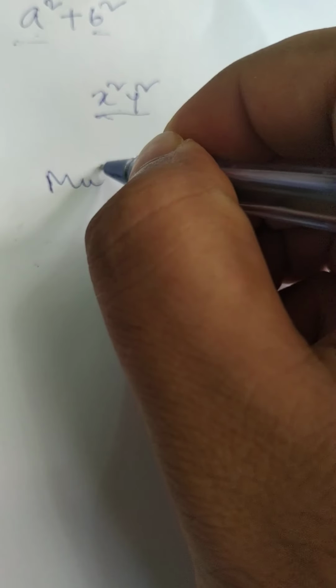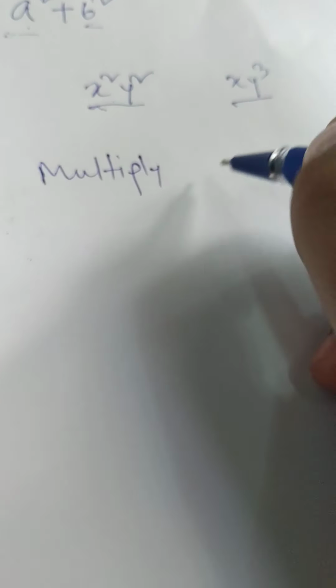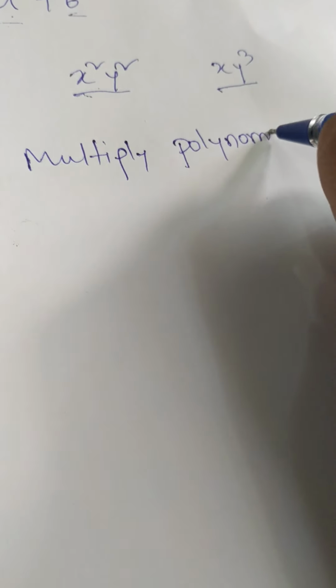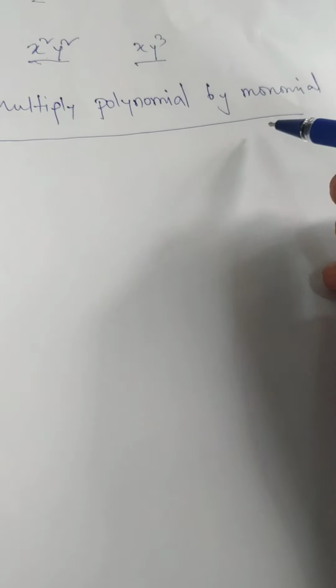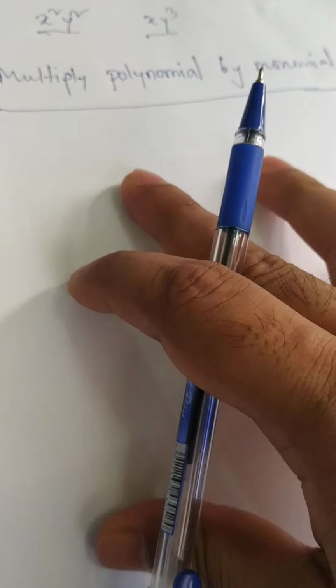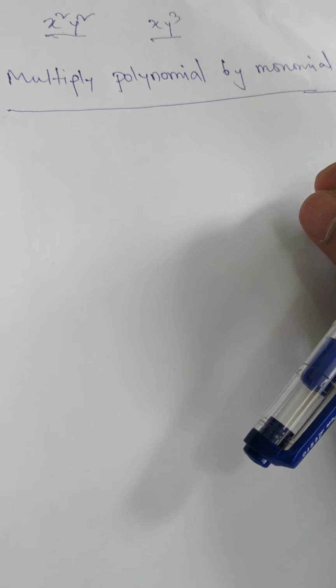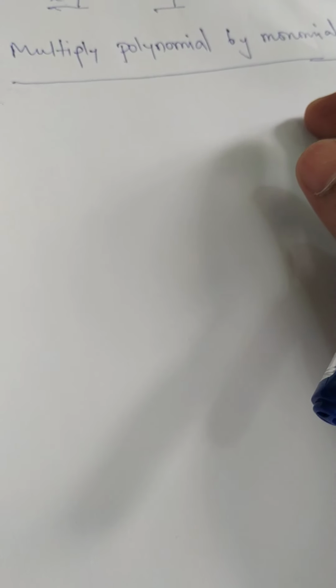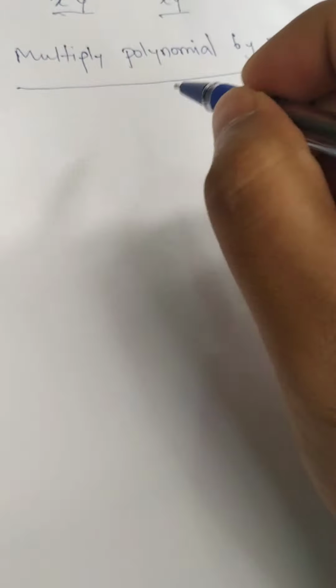Okay, so today we'll try to understand our first topic, which is to multiply a polynomial by a monomial. We need to know how to multiply a polynomial by a monomial. I'll first show you a basic technique for how to multiply, then we will use that method to solve different problems as well.